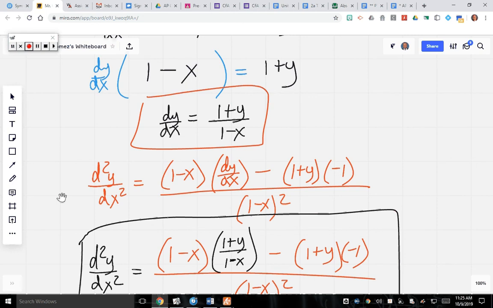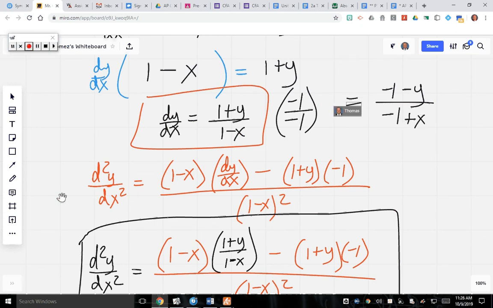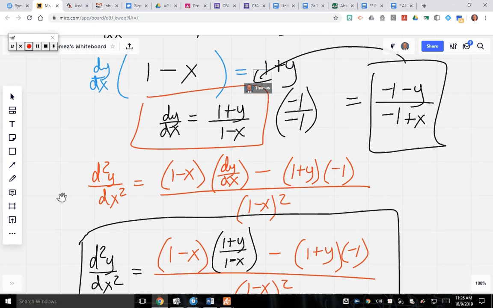An alteration could be this. So if I distribute, I get a negative 1 minus y. If I distribute, I get a negative 1 plus x. These two are the same. Okay?